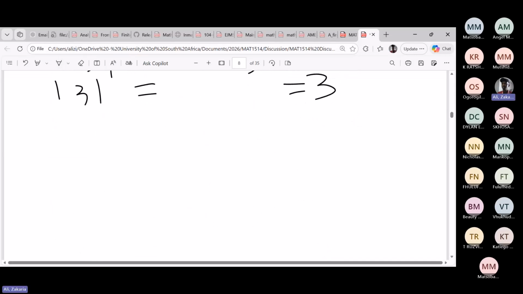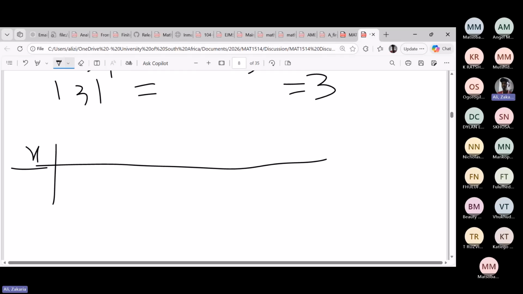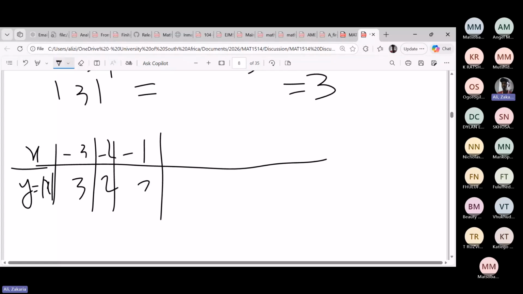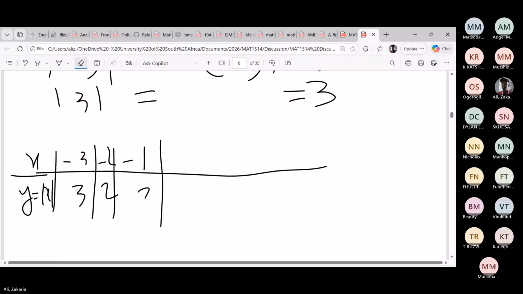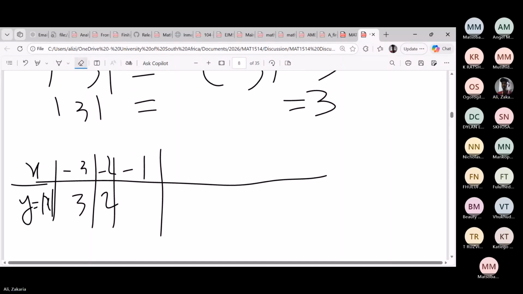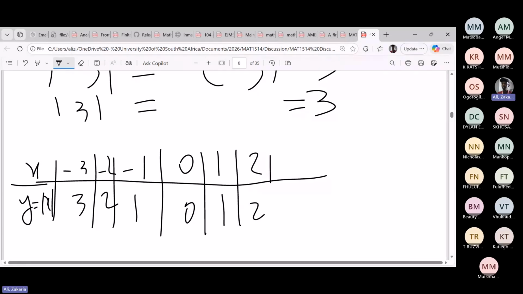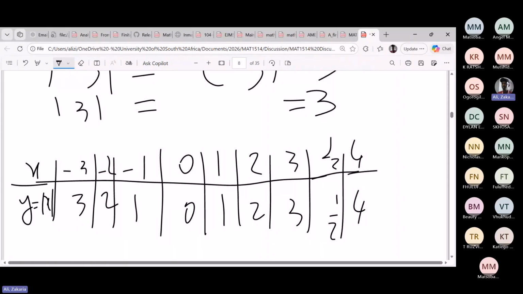Now, based on this, let's say this is x and this is y, which is the absolute value of x. Then for minus 3, I'm going to get 3. For minus 2, I get 2. For minus 1, I get 1. For 0, I get 0. For 1, I get 1. For 2, I get 2. For 3, I get 3. For half, I get half. For 4, I get 4.